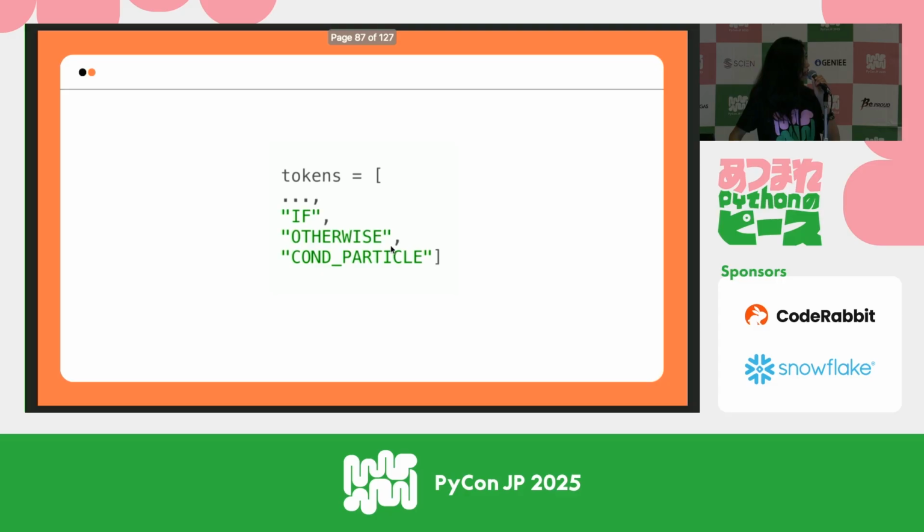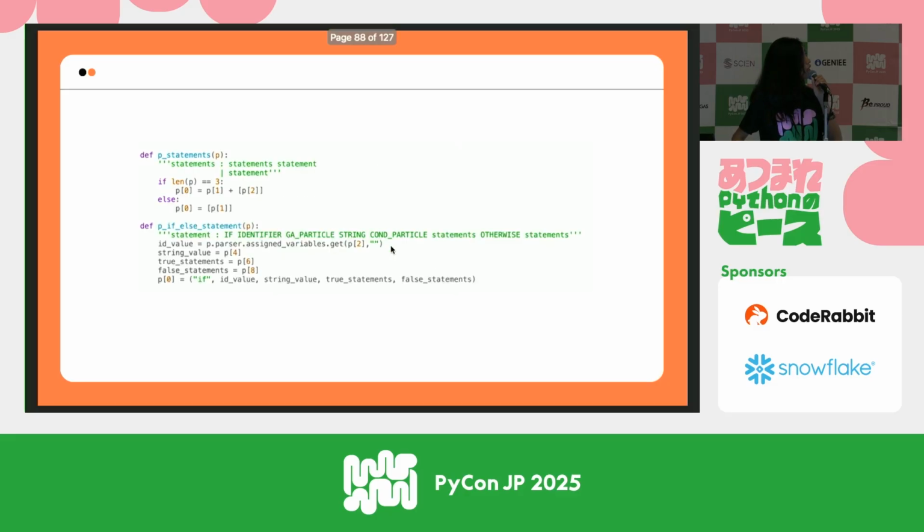Again, this is the syntax. Do the same thing again with tokens. And in the if-else, this is the grammar structure. So this is where we use the assigned variable. I'm trying to get the assigned variable's value, and then I will put it in my parse structure.